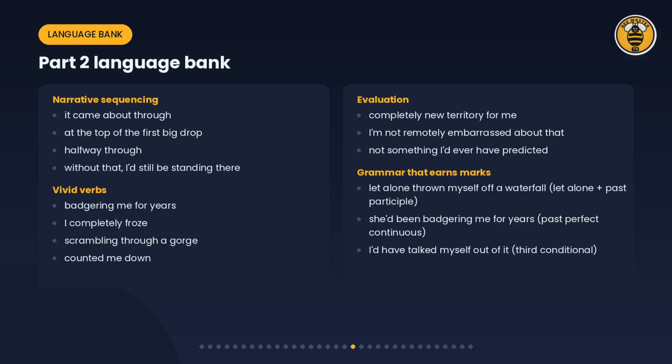And here is the language that did the work. Notice how little of it is rare vocabulary. Most of it is ordinary words in precise combinations, plus 3 grammar structures used because the meaning needed them.